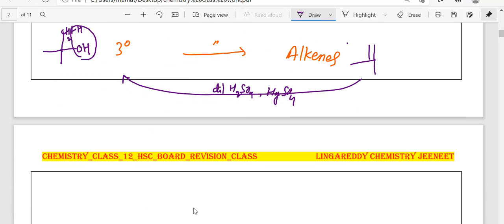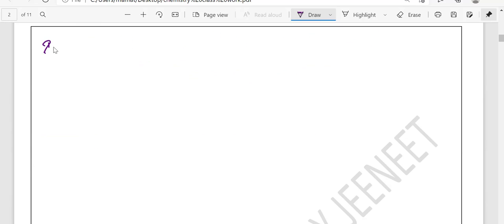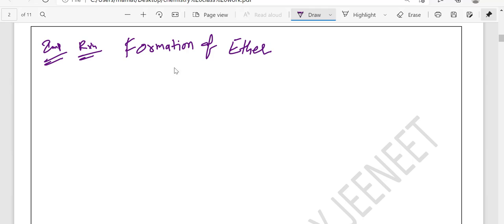Next important reaction is formation of ether. First, Williamson synthesis is there.